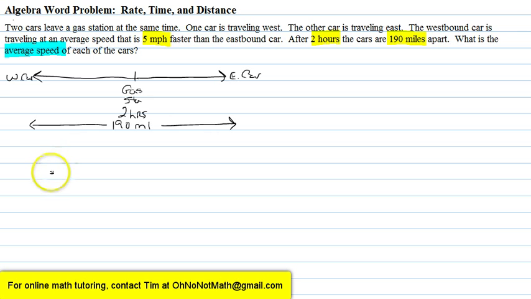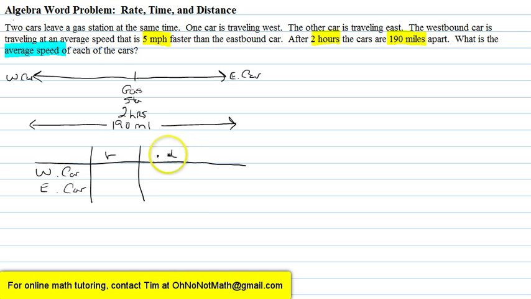So now let's set up a table. We have W car and E car, and the formula we're going to use is rate times time equals distance. So now let's see if we can fill out this table. Well, do we know the rate, the speed of the cars? No, we don't know that. That's what's being asked. What is the average speed of each of the cars?